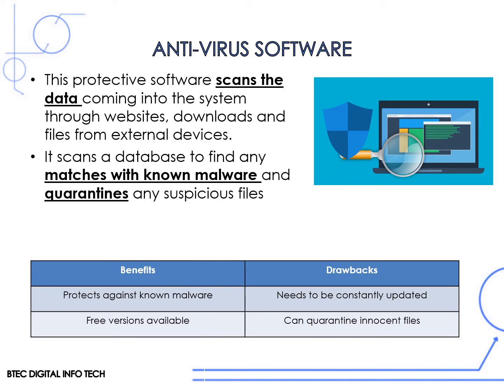Antivirus software is an obvious solution to try and protect against malware. It scans the data coming into your system from websites, downloads and files. It scans a database to find any matches with known malware and quarantines the suspicious files. The benefits of using antivirus software is it will protect against all known malware. Another benefit is that there are free versions available. The drawbacks are that it needs to be constantly updated and occasionally it can quarantine innocent files.